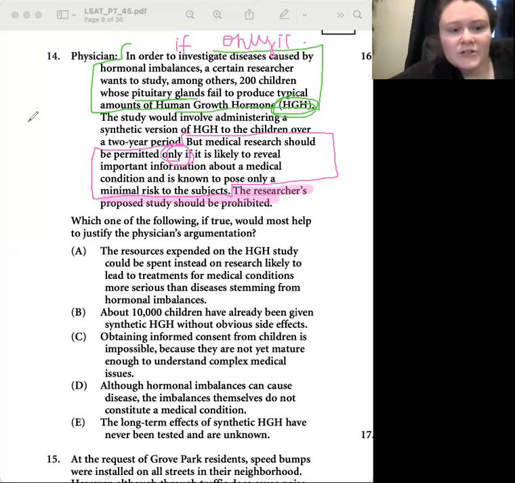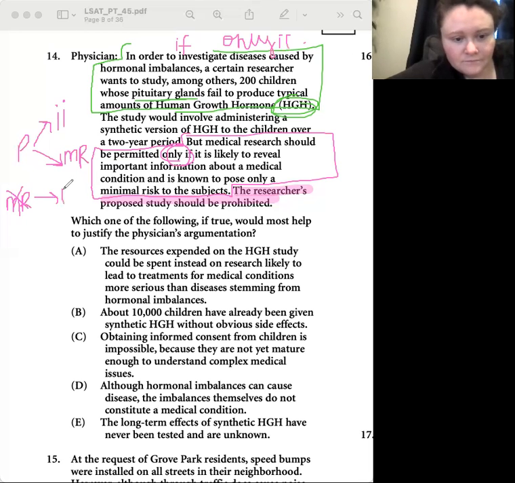So if medical research is permitted, what does that mean? Then it has to reveal important information, and you have to know it poses only a minimal risk. Yeah, so if it doesn't do one of those things, either or, so if it doesn't pose minimal risk, then that means that it cannot be permitted, right? Right. Or if it isn't likely to reveal important information, it also cannot be permitted. Either one would cause that.